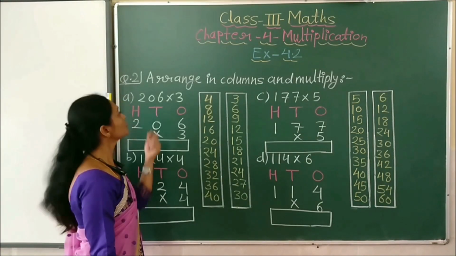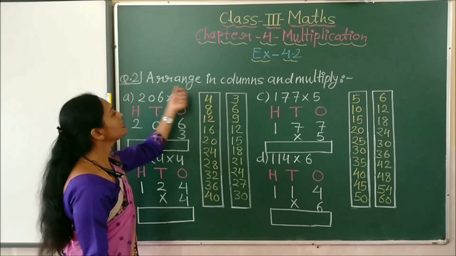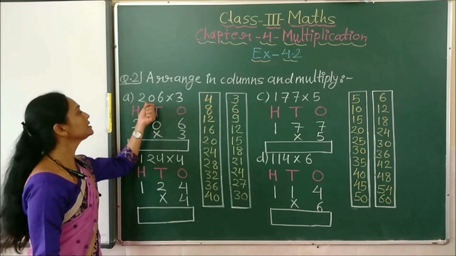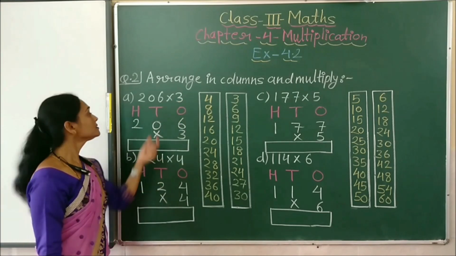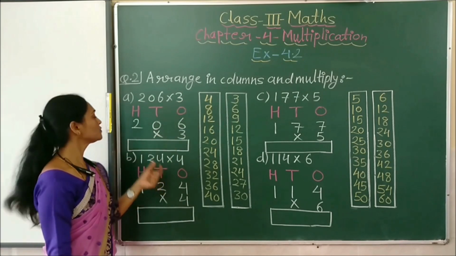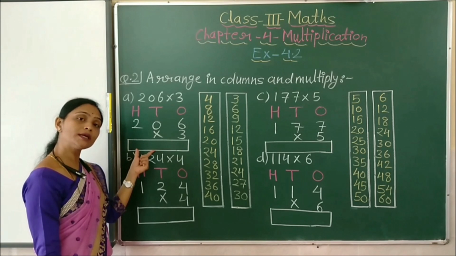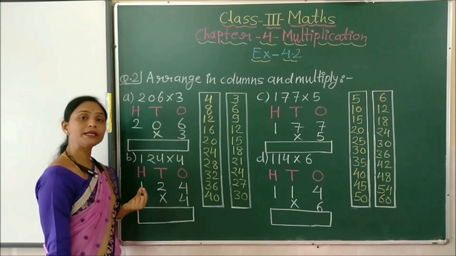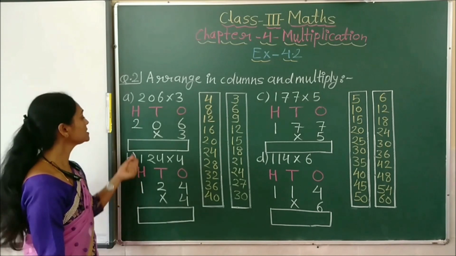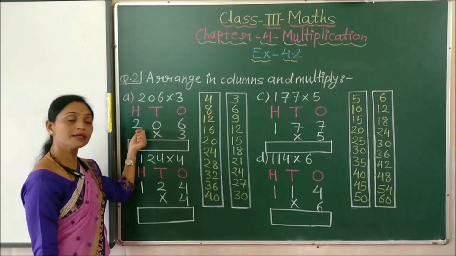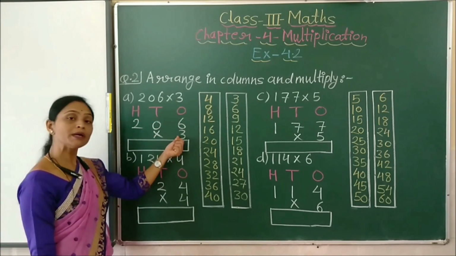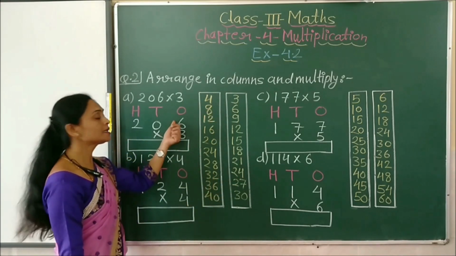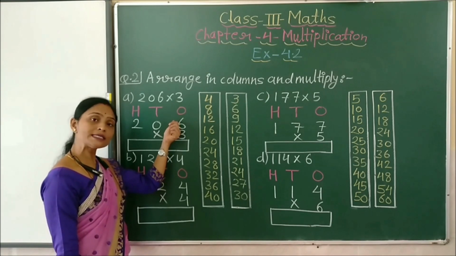Now let's solve question number 2. Arrange in columns and multiply. So here also we are having 3-digit numbers, but they are not arranged in columns. So first we have to arrange in columns and then we have to multiply the same way as we have multiplied in question number 1. So here this number we have arranged and here this we have to multiply with 3. So this 3's table we will see. We will start multiplication with the ones place.